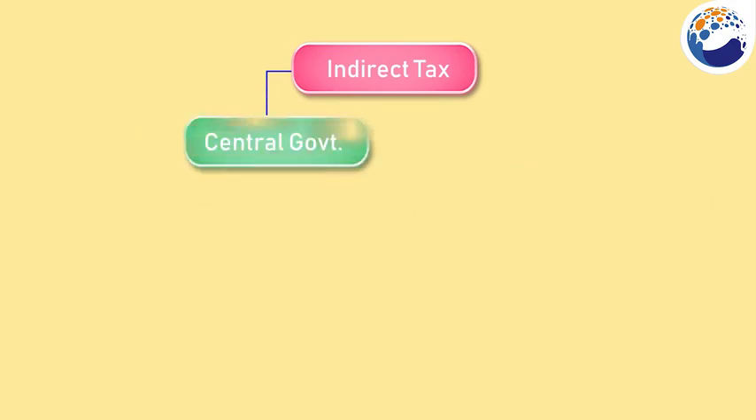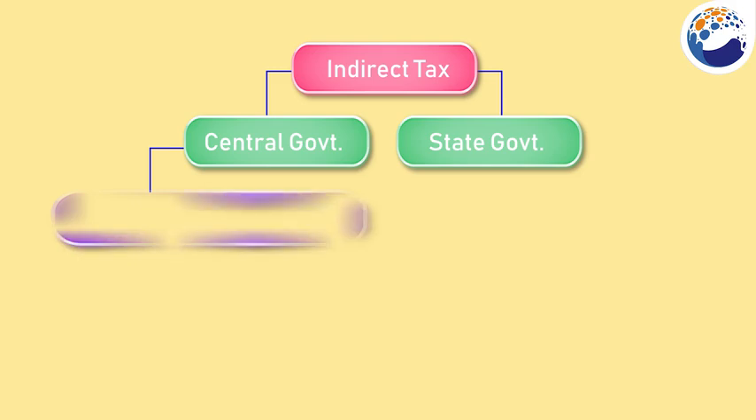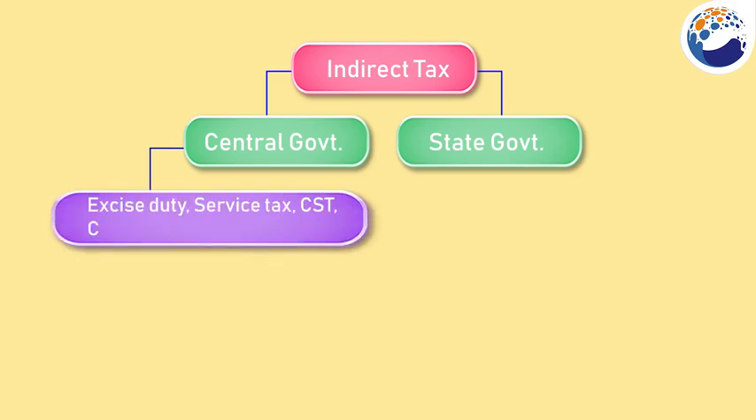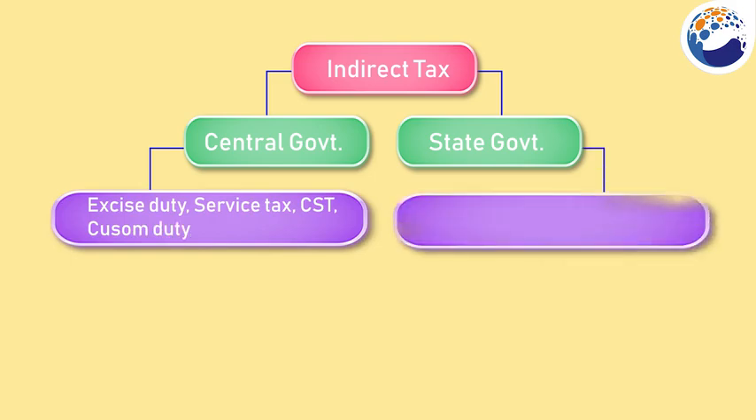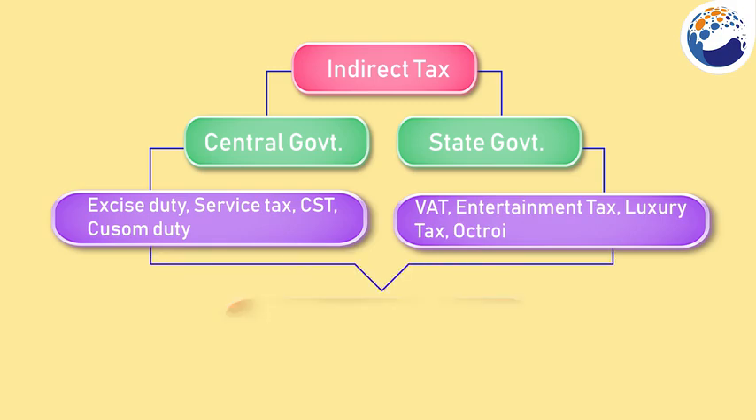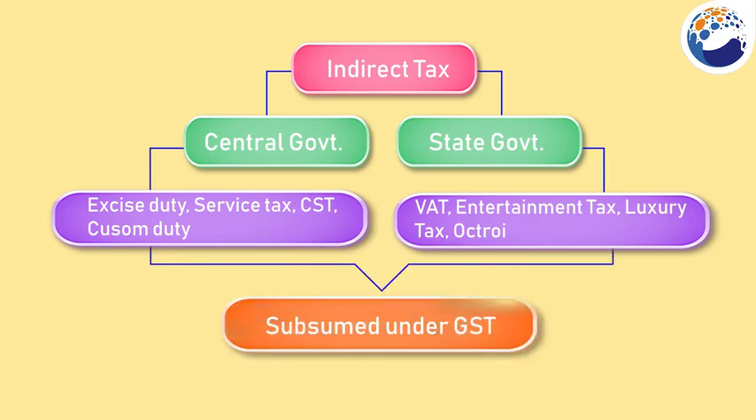Indirect taxes are collected by central government and state government. Central government collects taxes like excise duty, service tax, CST, custom duty. State government collects taxes like VAT, entertainment tax, luxury tax, octroi, etc. All major indirect taxes are subsumed under GST.